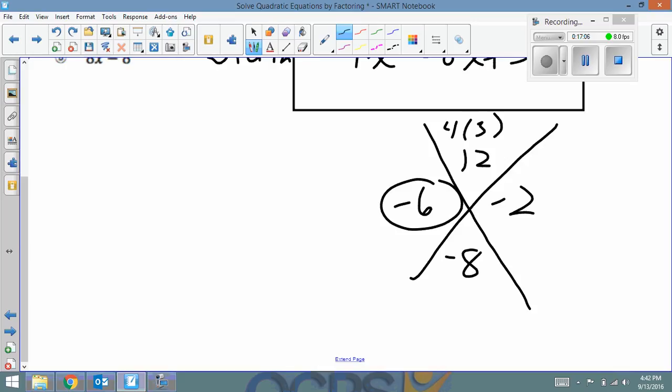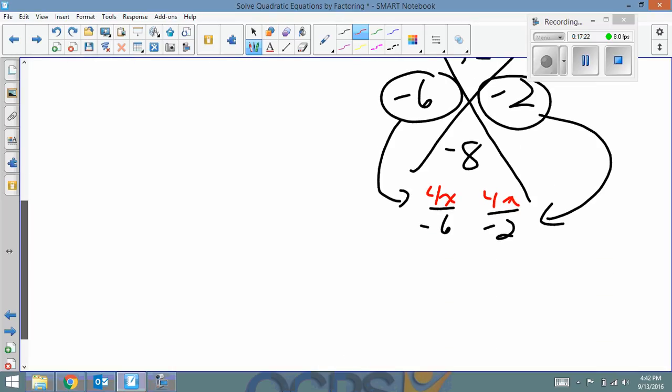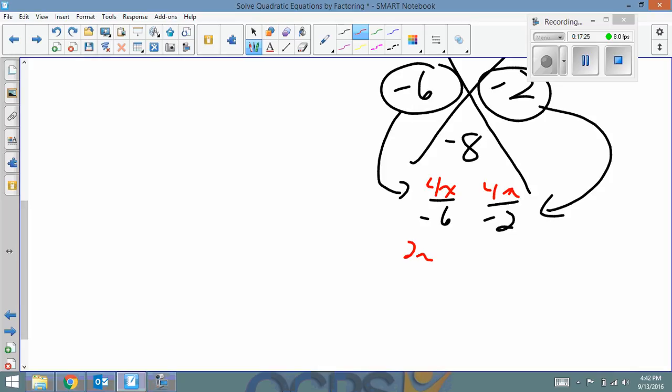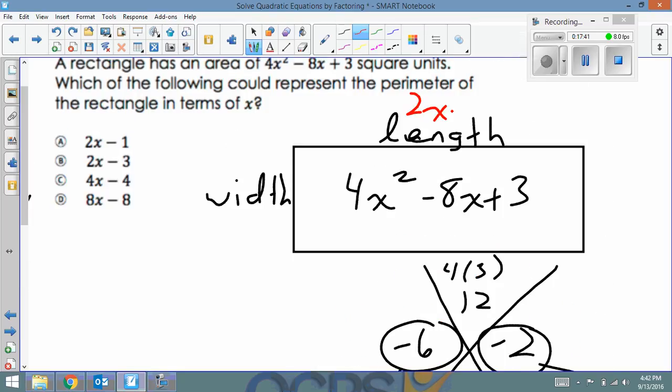Okay, so we're going to take these, bring them down, make them denominators. Our a in this case is 4, so we're going to put 4, and we're dealing with x, so we'll put 4x. And then we have to reduce each fraction if we can. If I divide this one by 2, this is going to be 2x over negative 3. And this one is going to be 2x over negative 1. So my two factors are 2x minus 3 and 2x minus 1. It doesn't matter which one's which, so we know that one is 2x minus 3 and one's 2x minus 1.